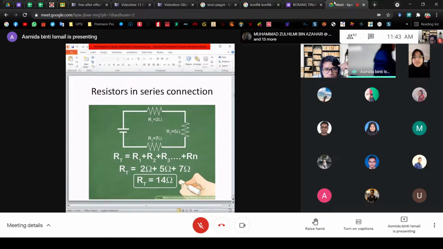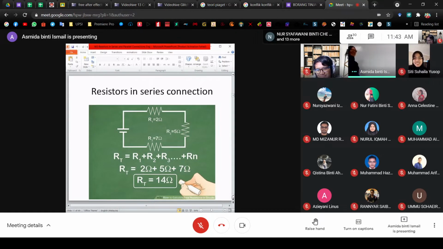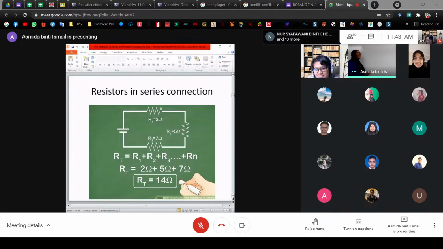Sekejap panas. Jadi saya tak rekod sebenarnya. Aircon saya kompresor rosak.